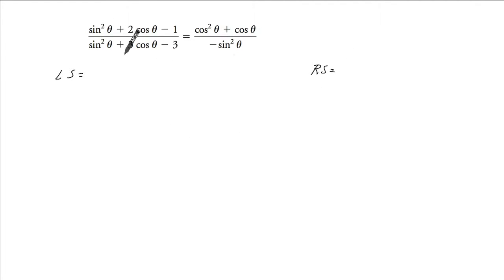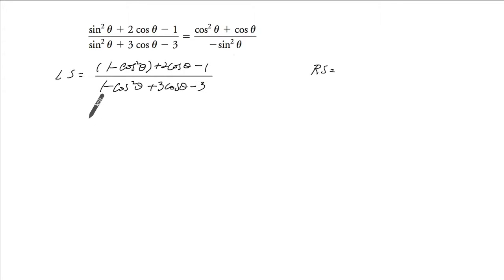Now, on the left side, we have sine and cosine. Now, we can use a Pythagorean identity to replace the sine squared with 1 minus cosine squared theta. And that's nice because now, on the numerator, we only have cosine. Similarly, 1 minus cosine squared theta. Okay, so we have 1 minus 1, that cancels out.